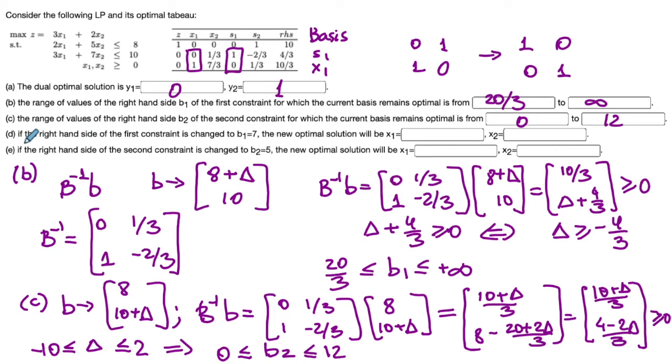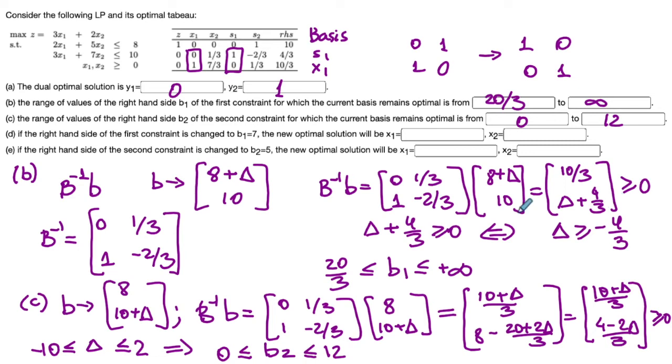Then part D asks to change the right hand side of the first constraint to 7 and to get the new optimal solution. So for part D we will use the data from part B because this is where we computed the new optimal solution after we changed the right hand side of the first constraint. So the new optimal solution is given by this vector, and in this vector this entry corresponds to the variable x1 and this entry corresponds to the variable s1, right? So because we follow the order in which the variables are listed in the columns and we swapped the rows accordingly, remember.